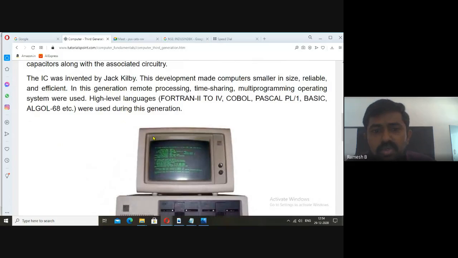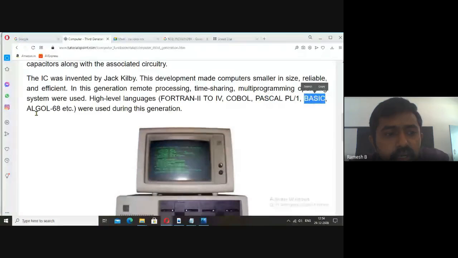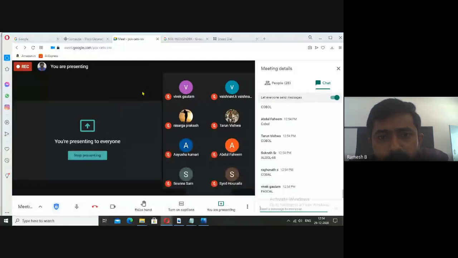They used languages like Fortran, COBOL, Pascal, BASIC, and ALGOL. Please type me these languages. Fortran stands for formula translation. Please type me any one of these languages. COBOL stands for Common Business Oriented Language. Pascal. Similarly, BASIC and ALGOL. Please type any of these languages in the chat box.